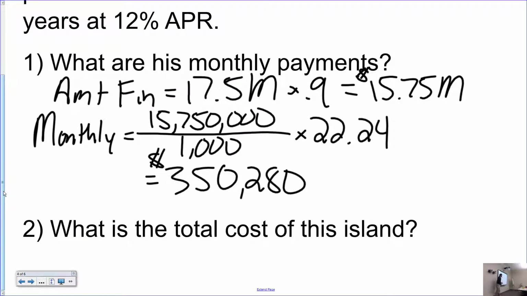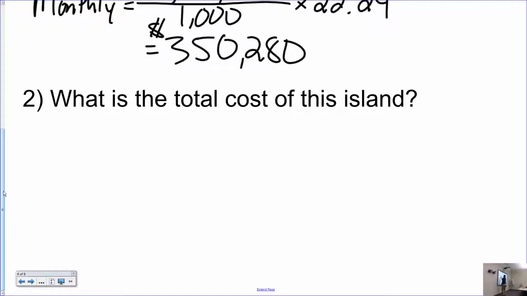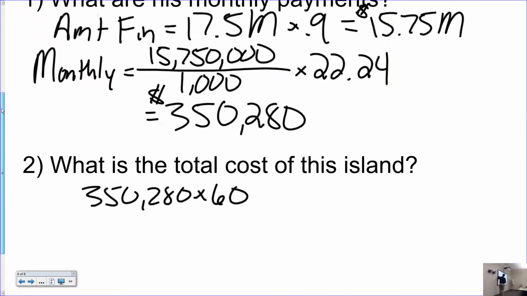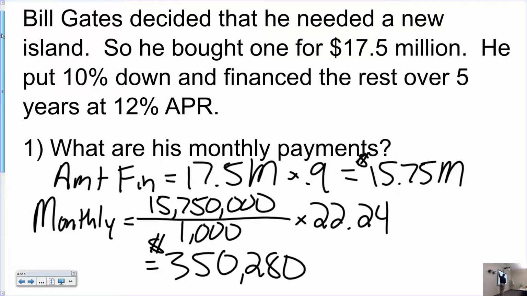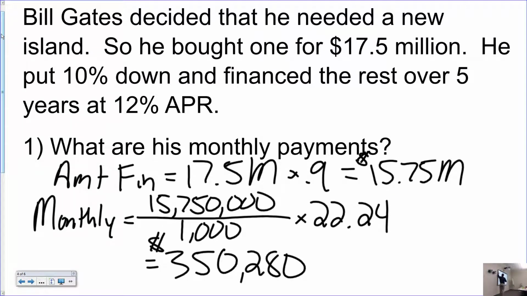What is the total cost of his island going to be then? Just multiply monthly times 60. 350,280 times 60. That's how much he pays in monthly payments. What else did he pay? His down payment. What was his down payment? Dang, well now I forgot.